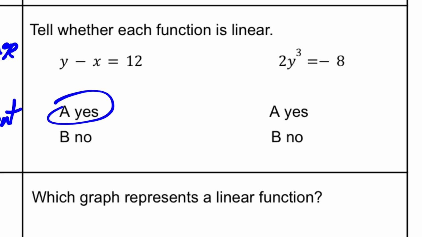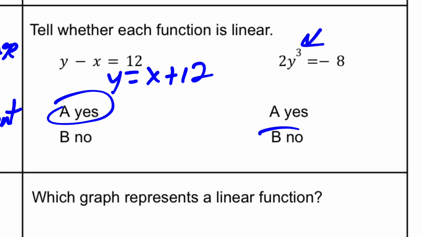This one on the left here is linear. If you rearrange this, you would get this, which is definitely y equals mx plus b and a line. Because of this exponent, this one is not a straight line.